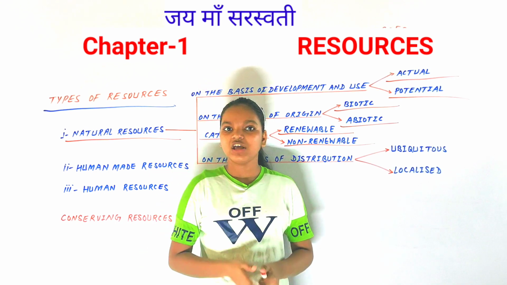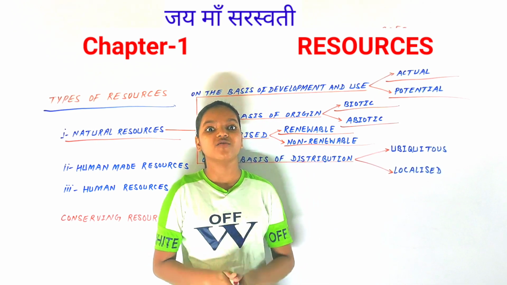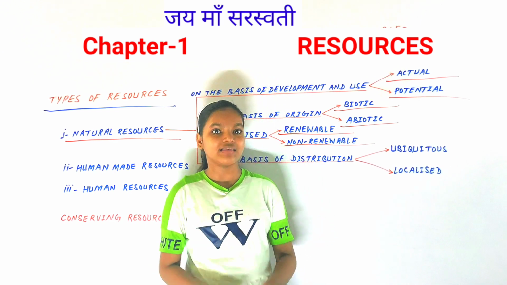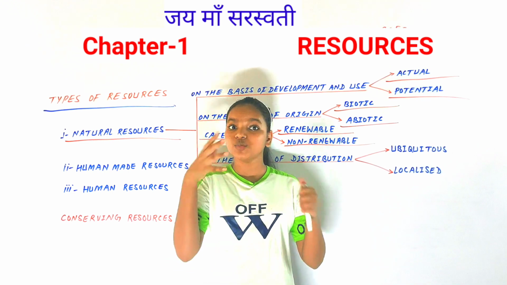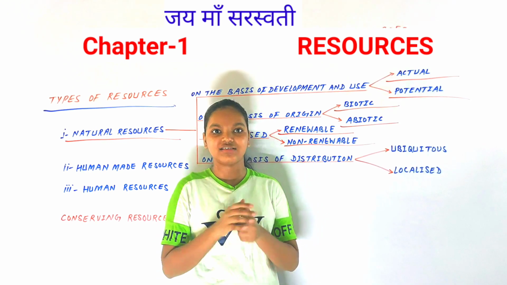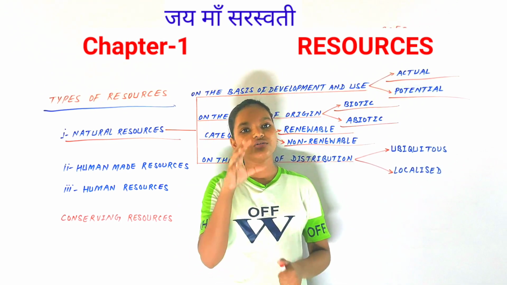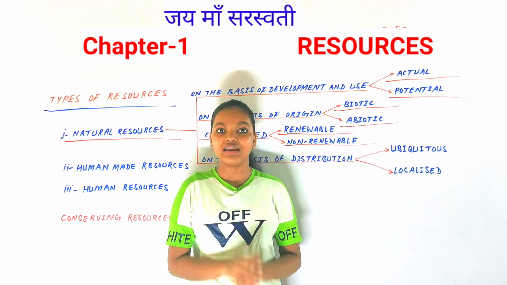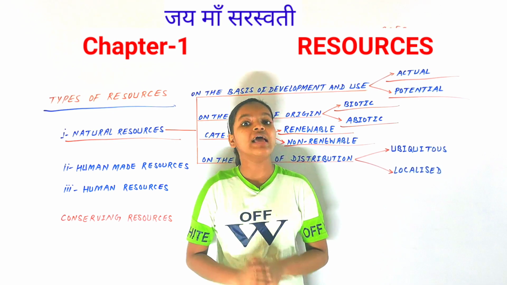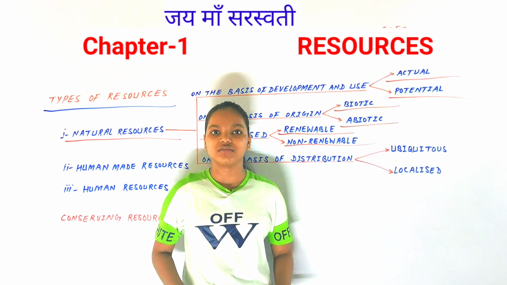Next is non-renewable resources. Non-renewable resources can be renewed or replenished, but it takes a very long time, many years, for example a thousand years or a million years, and that span is much more than a human lifespan. That is why they are called non-renewable resources. For example, coal and iron ore are non-renewable resources whose quantity is limited and can be exhausted.